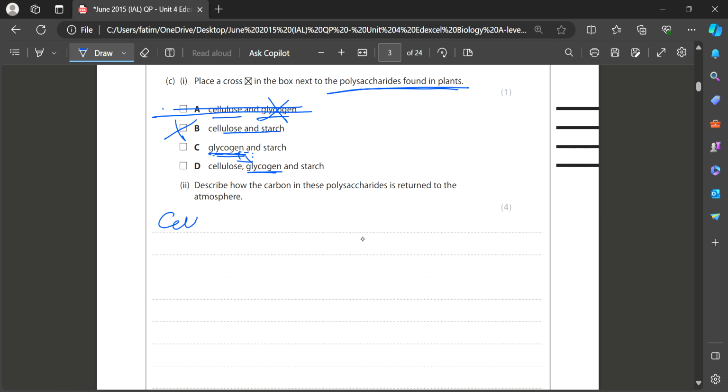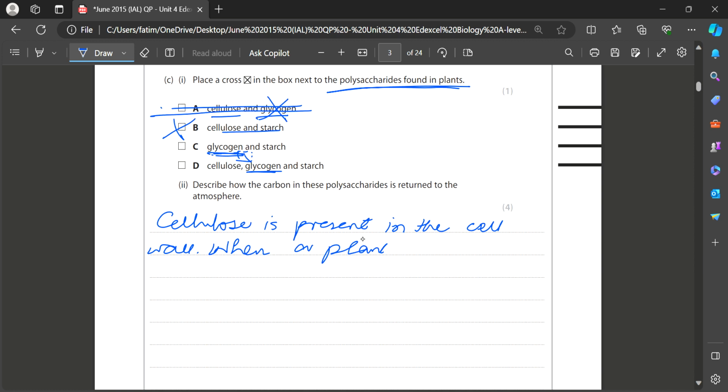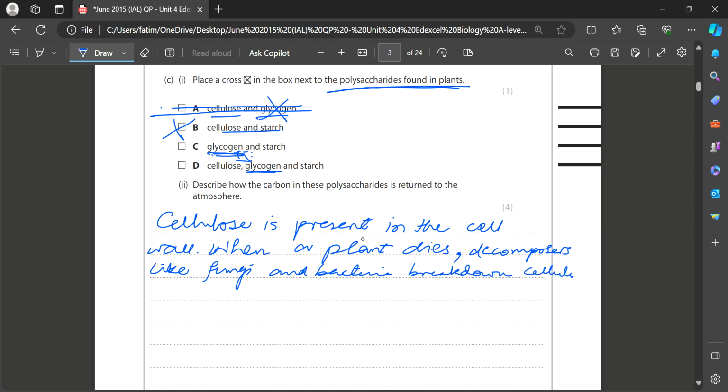So over here, I'll say that cellulose is present in the cell wall, and when a plant dies, decomposers, we can explain decomposers like fungi and bacteria, break down cellulose to simpler carbon compounds.